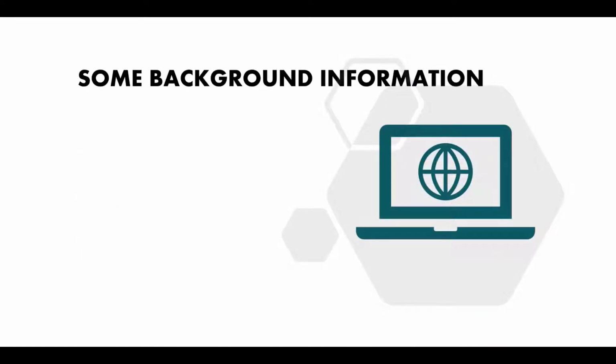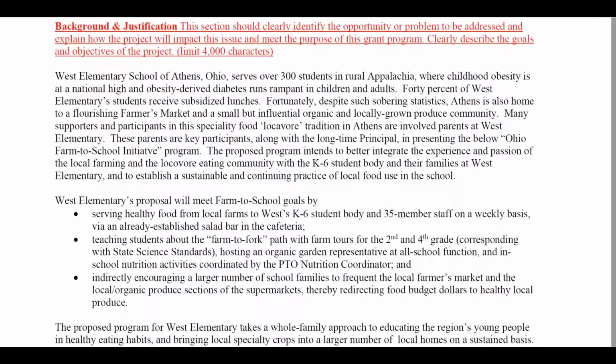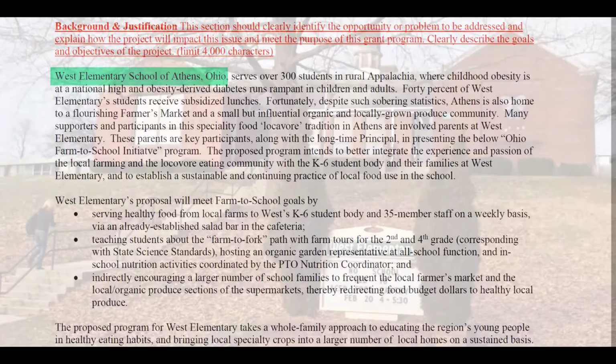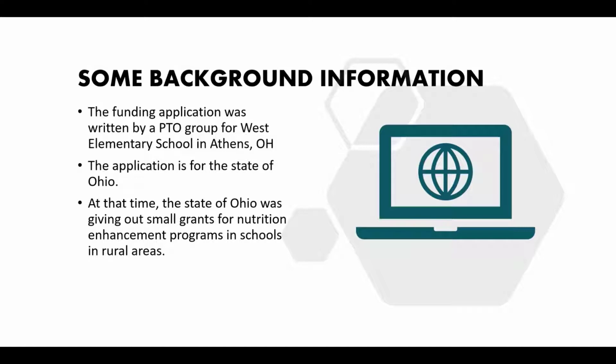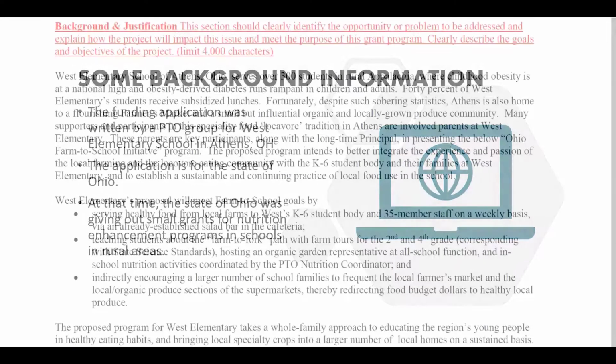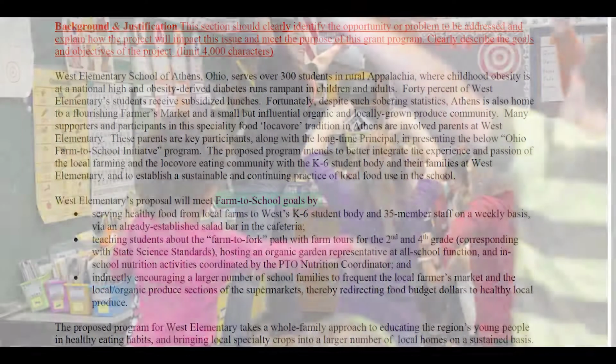First of all, let's start with the background. This grant was written by a parent-teacher organization for an elementary school in rural Ohio. It was written to the state of Ohio. The state of Ohio was at the time funding small grants for elementary schools, particularly in rural areas, that would enhance nutritional education and nutritional programming in those schools.